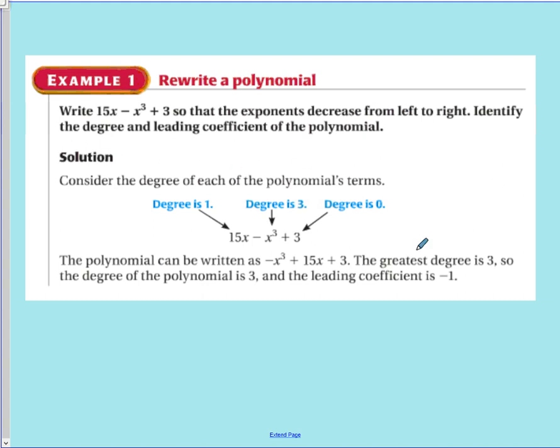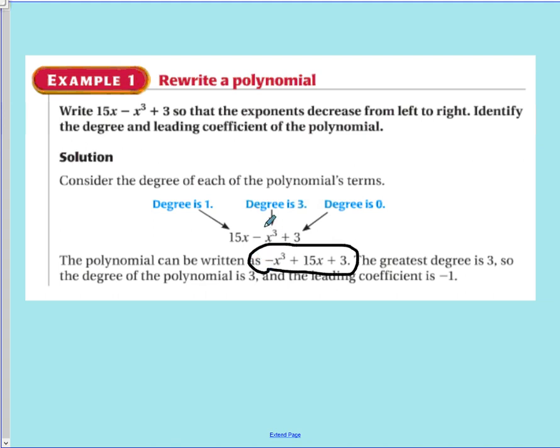So if you look at our solution, we immediately have 15x out front, which is only a degree of 1. We've got negative x cubed, which has a degree of 3, and then we've got positive 3, which just has a degree of 0. We want to reorder these so that they go in from greatest to least degree. So if you look right here, they have done that for you.